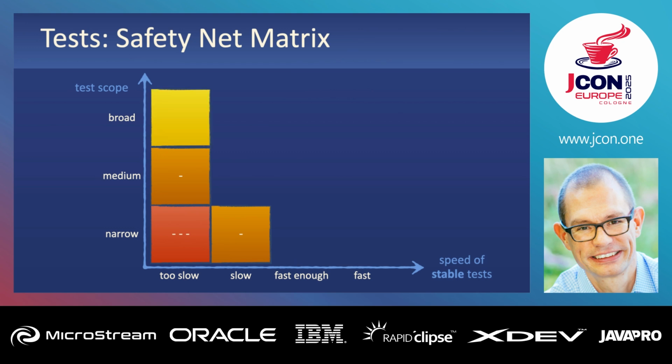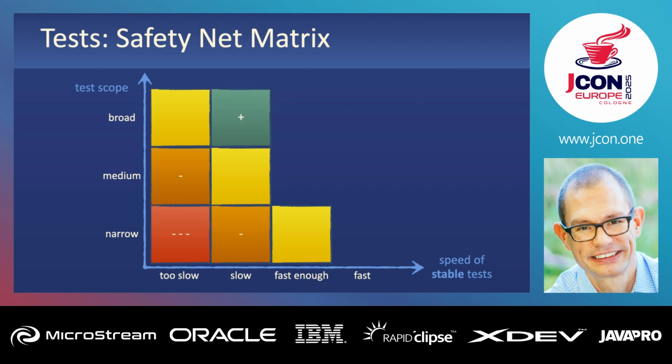But then it becomes interesting. Too slow tests with a broad test scope might be the perfect first iteration for a safety net for certain legacy applications that aren't under test yet. Slow and medium coverage might be in this category as well, or fast enough and narrow testing. So this might be a perfect first step to bring systems under test that haven't been under test before.